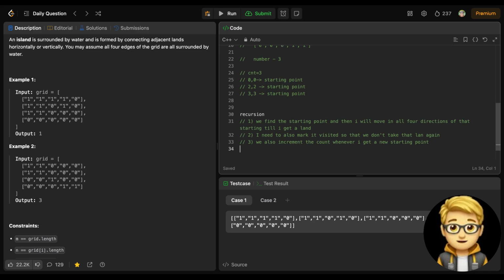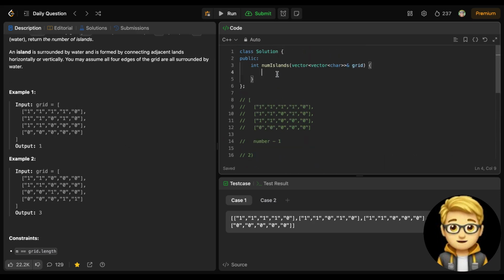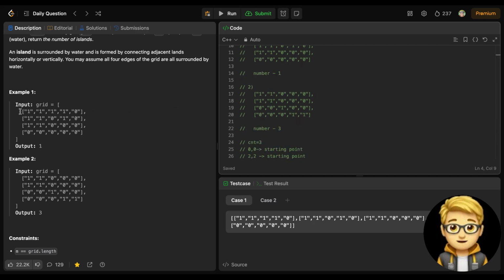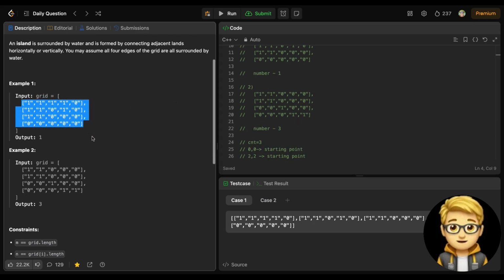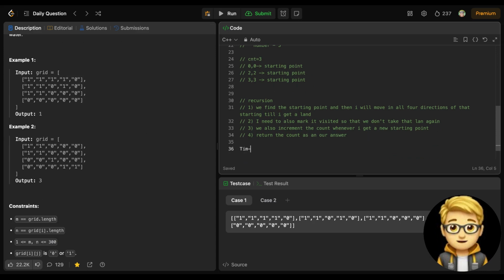And we will return the count as our answer, right? So this is the simple approach. So what is the time complexity? We will see after. If we discuss, the time complexity will be O of n into m, because we are moving in all the directions.